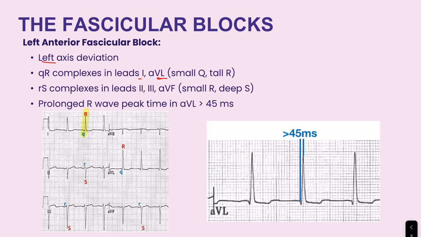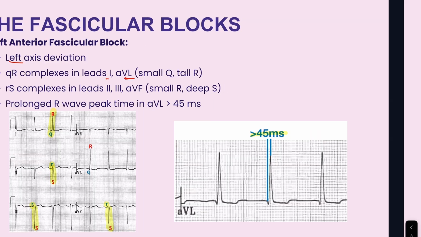And then you're going to have a little r, big, deep S complex in leads 2, 3, and AVF. Little r, big, deep S. Okay, and then prolonged R wave peak time in AVL is going to be greater than 45 milliseconds. That is going to be your left anterior fascicular block.